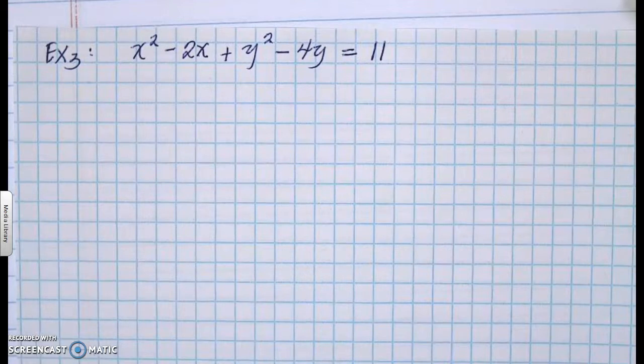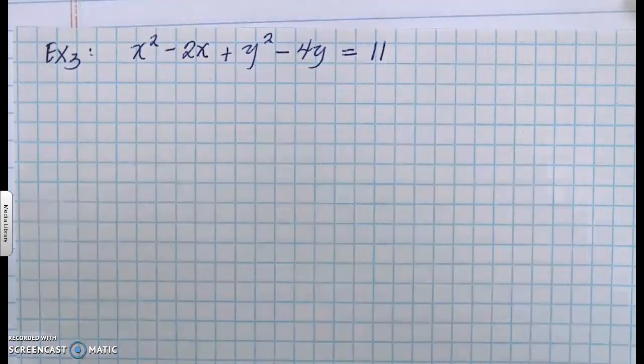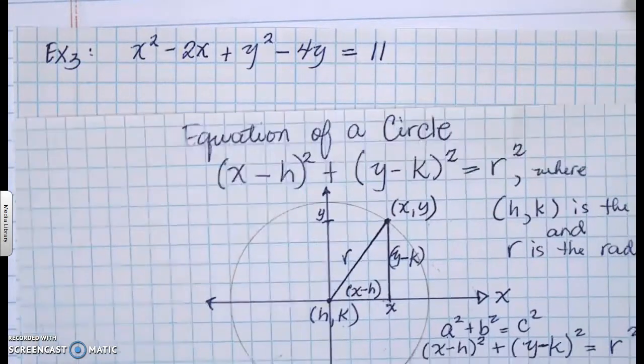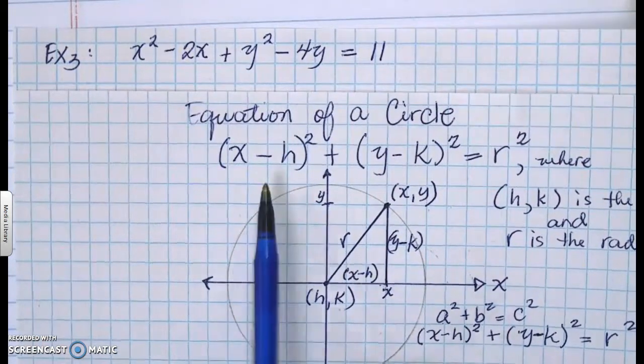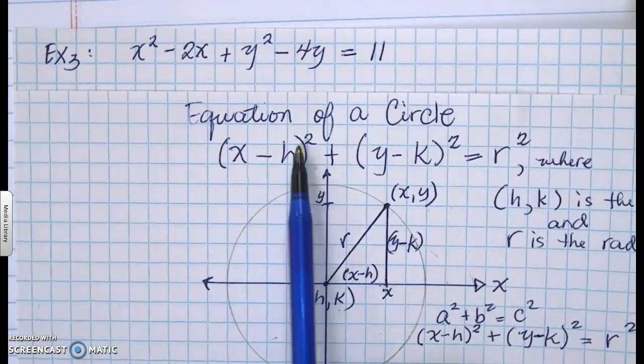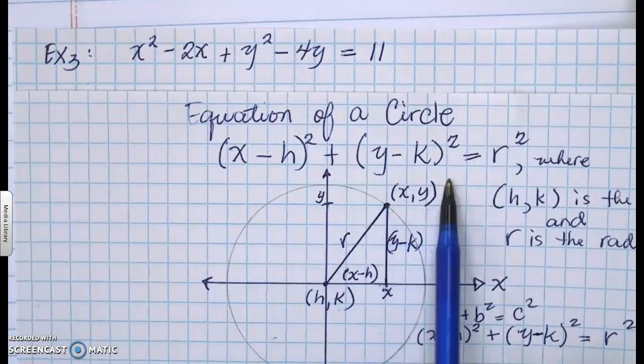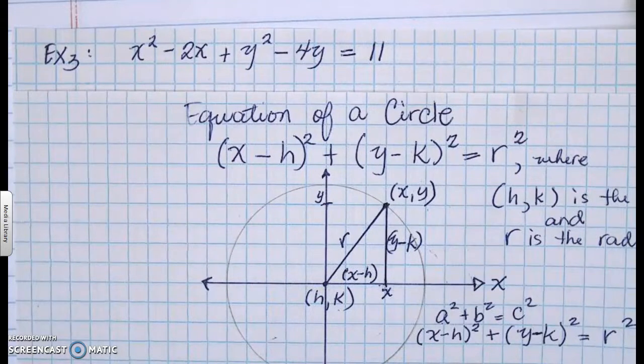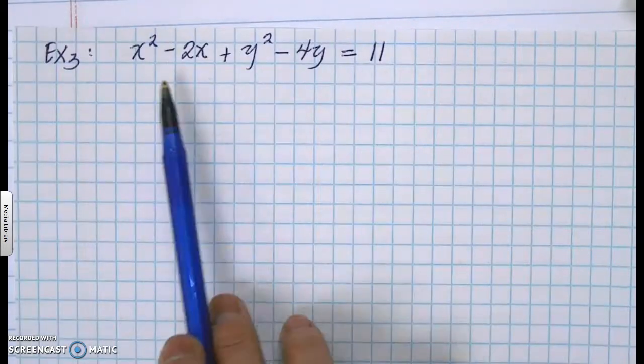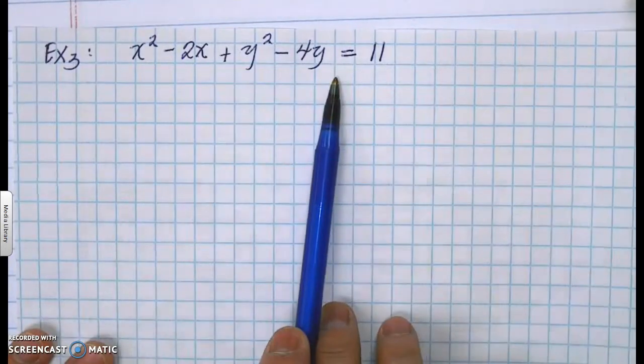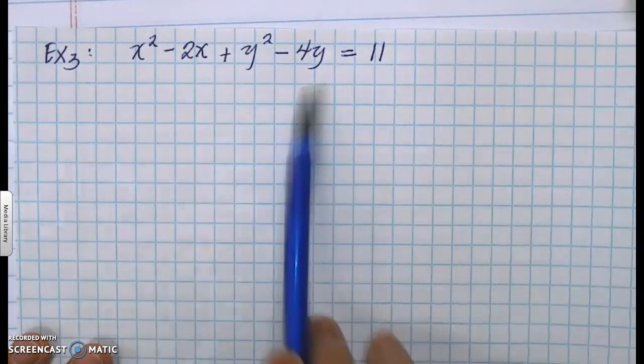Okay, so our third example is x squared minus 2x plus y squared minus 4y equals 11. Please understand that we want this to be a perfect square, and this as well to be a perfect square. Therefore, we need to do some completing the squares on this one. And the completing of the square would look like this.